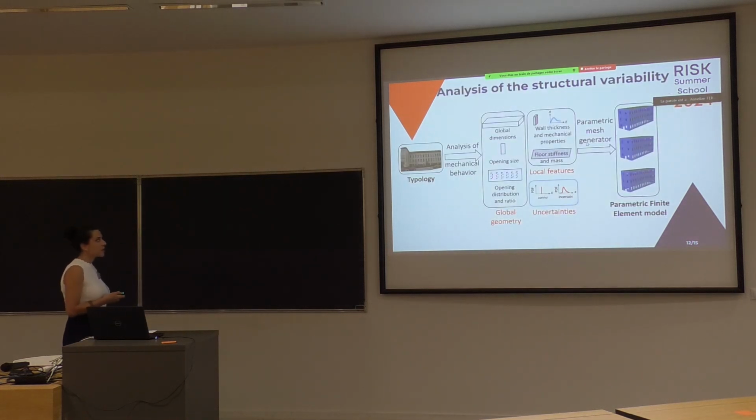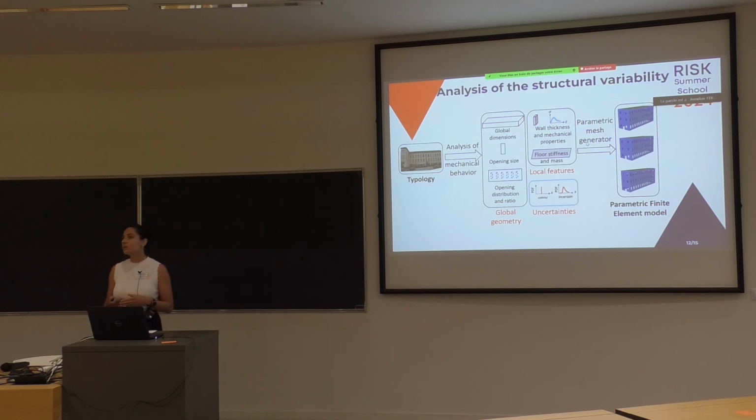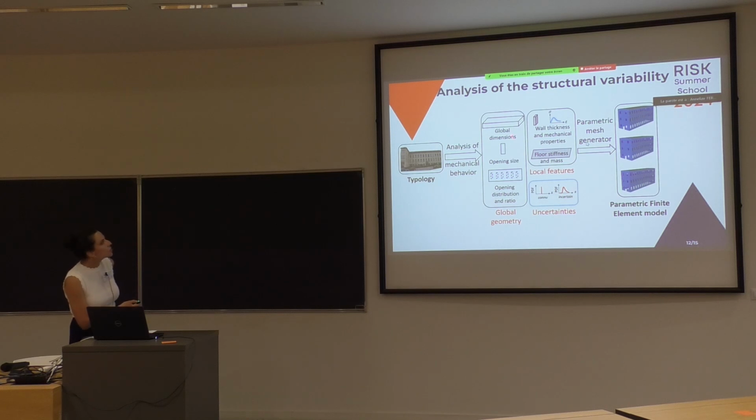First of all, since it's a building typology, now we are going to take into account the variability in the buildings. So our choices for the study were to take into account some variability on the global geometry, global dimensions of the buildings, openings size, and also opening to wall distribution and ratio. There are also variability in local features and also uncertainties because we don't know all the mechanical parameters of the existing structures, especially the floor stiffness and mass, and also the link between the floor and the walls. And the wall thickness and mechanical properties were also considered as variables.